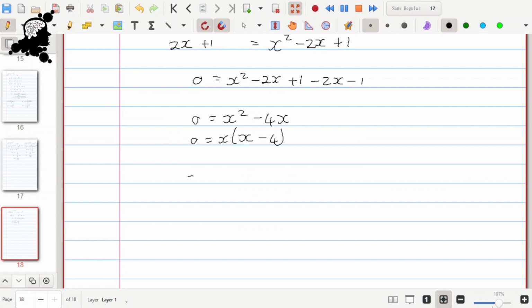We are going to have x is equal to 0, or x minus 4 is equal to 0. Then we get x is equal to 4.